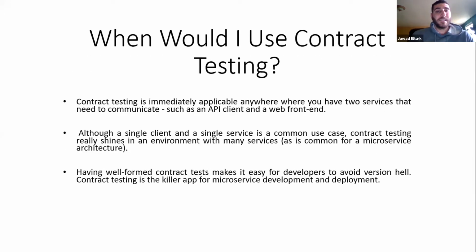Okay, so contract testing is immediately applicable anywhere where you have two services that need to communicate, such as an API client and a web front end, like I mentioned before. Although a single client and a single service is a common use case, contract testing really shines in an environment with many services, as is common for microservice architecture. Having well-formed contract tests makes it easy for developers to avoid version hell. Contract testing is the killer app for microservice development and deployment. Can you move to the next slide, please?